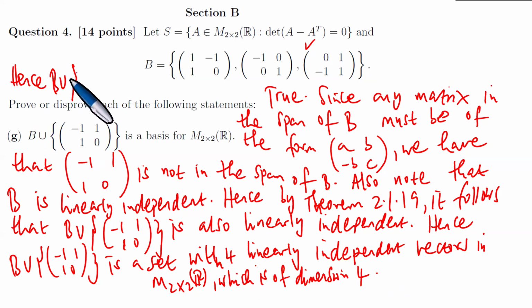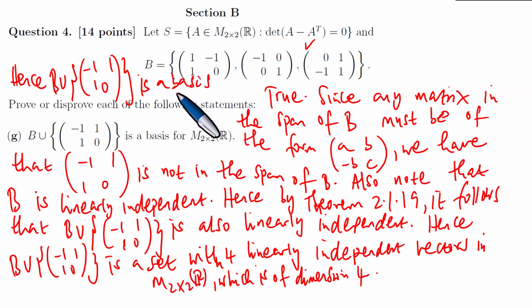And the conclusion then is to say hence B union -1, 1, 1, 0 is a basis for M22R. So obviously that is sort of the story that we have here.